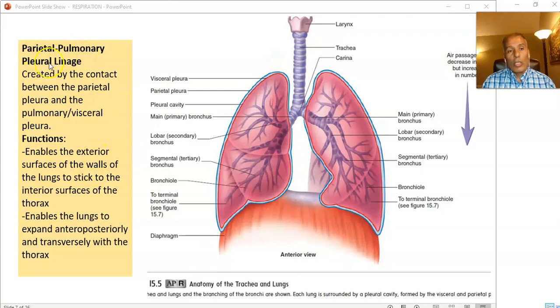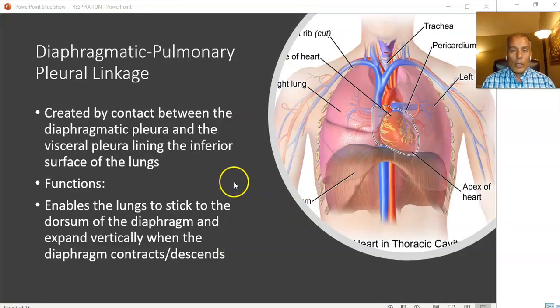So here's the parietal pulmonary linkage. If you look closely, you'll find the lungs, transparent, sitting here on top of the diaphragm and making a seal through the pleural linkage. So when the diaphragm goes down, it brings the lungs down to expand, and it makes the thorax expand maybe up to, I think, 30% or so more. But in any case, it creates vertical expansion. It creates more expansion than the thoracic elevation.